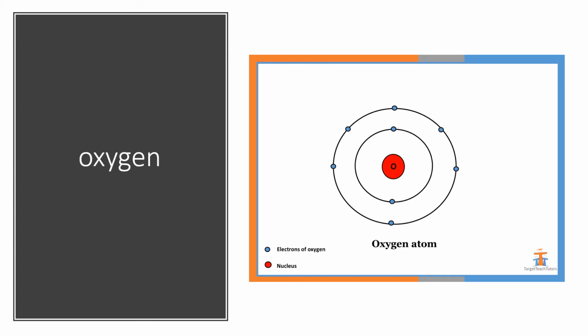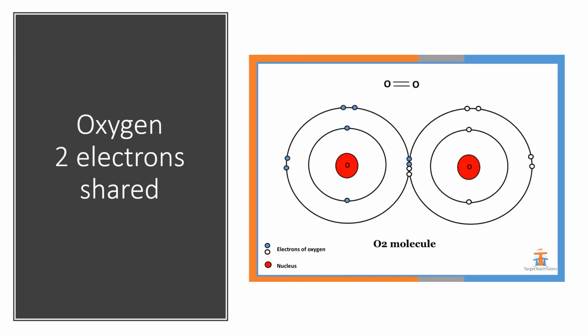The next example is oxygen. Oxygen is in group 6. Therefore, each oxygen atom has 6 electrons on its outer shell and it needs 2 more electrons to complete its outer shell. In an oxygen molecule O2, each atom shares 2 electrons with the other.